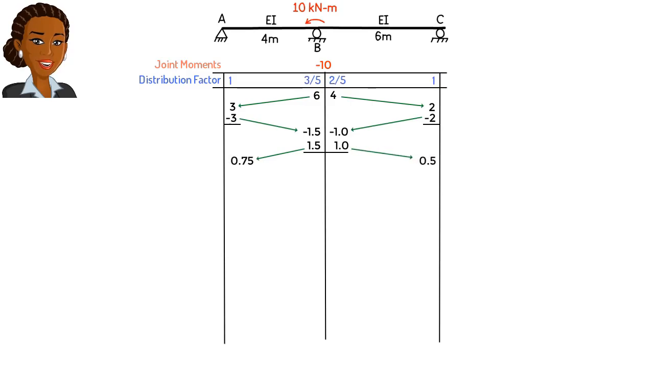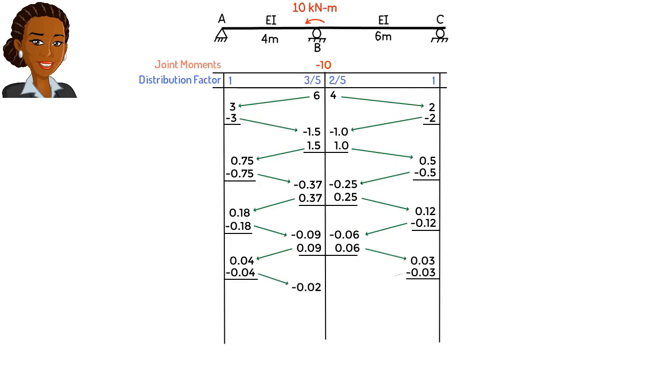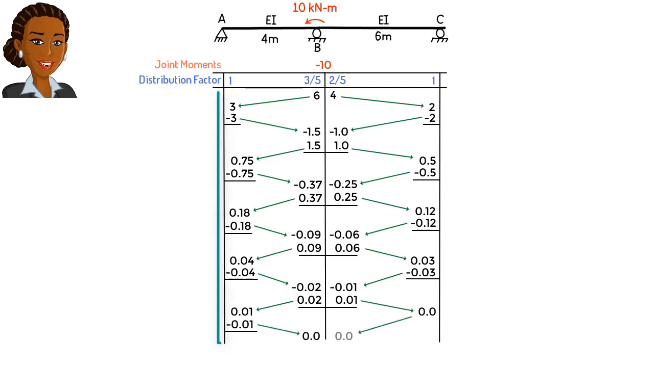In the next step, we balance joints A and C. Then, we carry over the moments. We continue this process until the moment values get close to 0. We then add up the values in each column to get the member end moments.